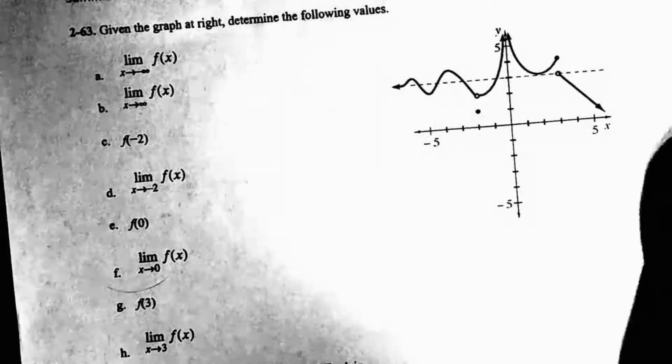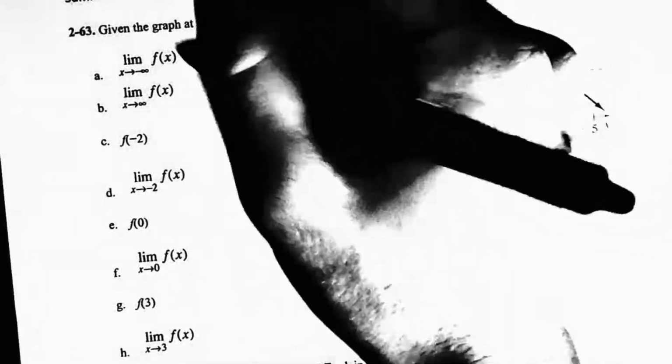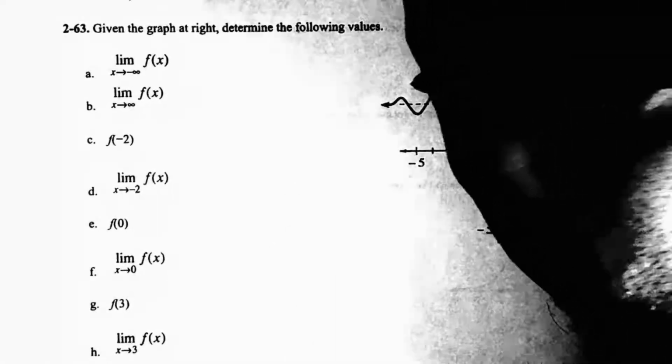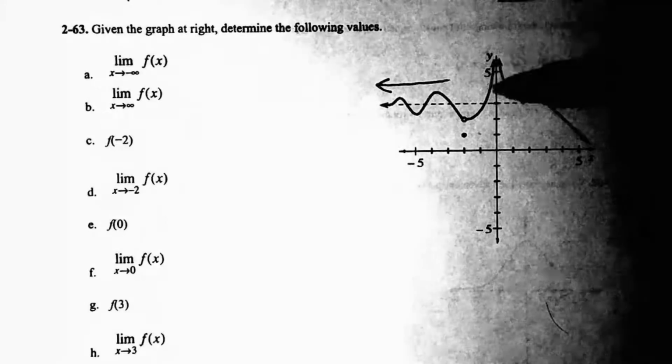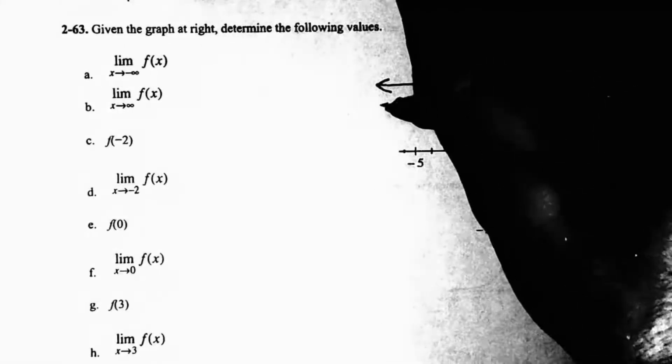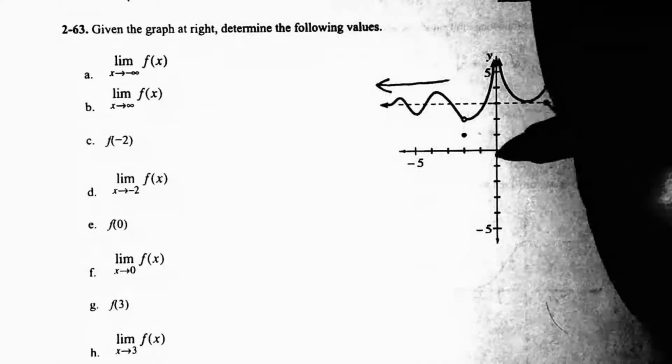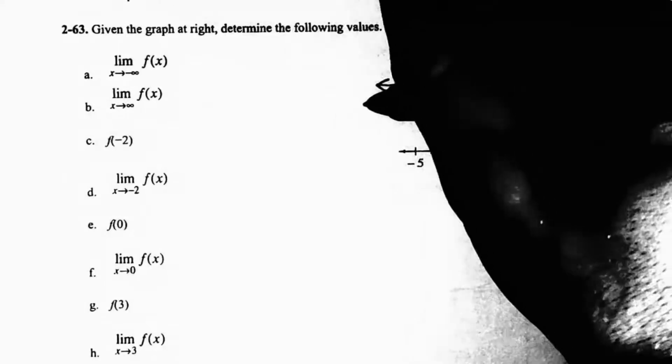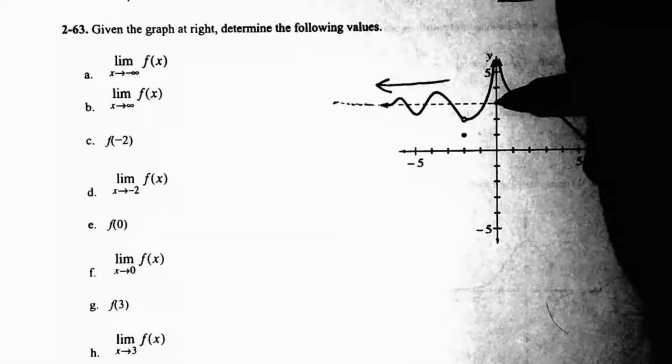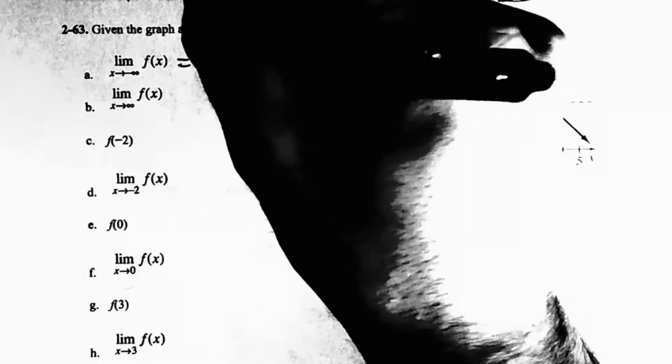So first one here, limit of f of x as x approaches negative infinity means we're going to look at the function and approach negative infinity. So as we're going to negative infinity, what is our function? What is our y value approaching? And we can see here it's got this horizontal asymptote at 3, which means as I go to negative infinity, the limit is 3.